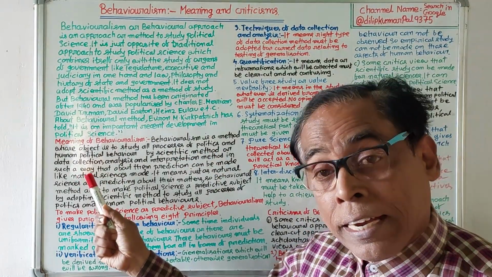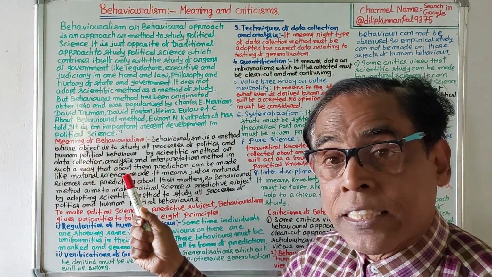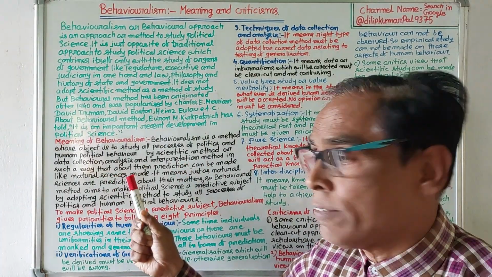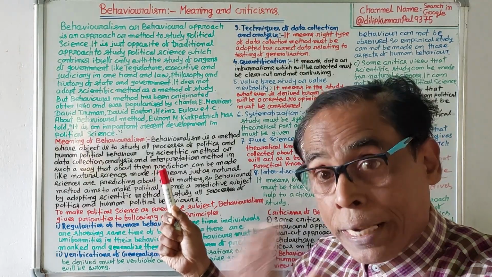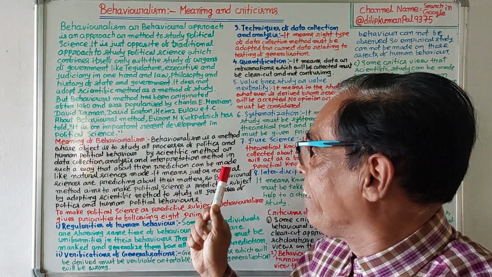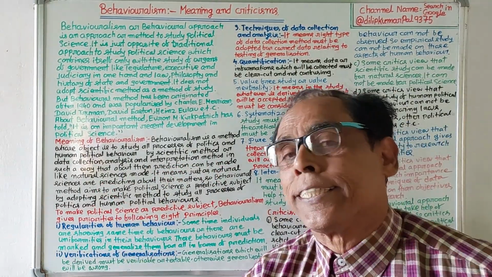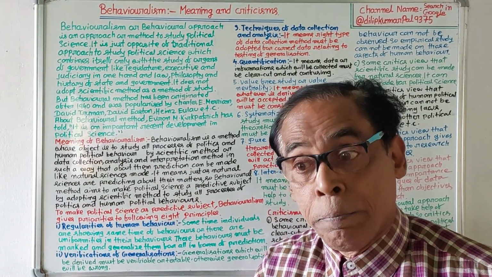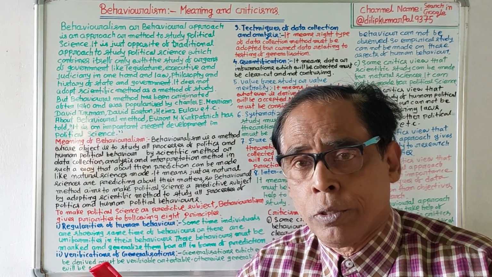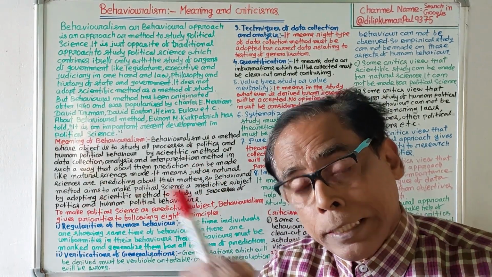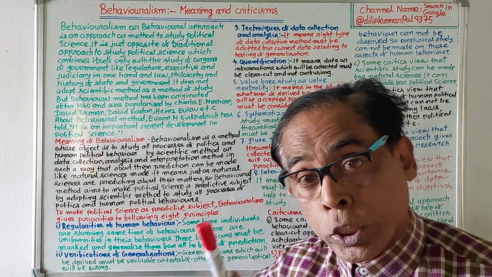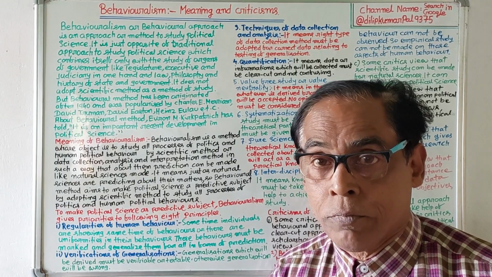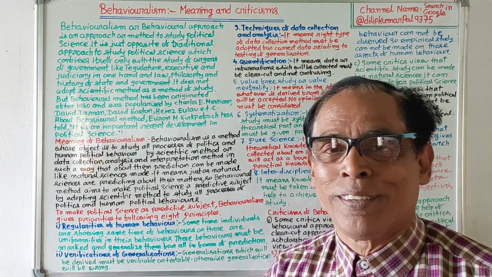That is, by data collection, data analysis, and data interpretation in such a way that prediction about them can be made like natural sciences. So behavioralism is an approach whose object is to study all processes of politics and human political behavior by scientific method.